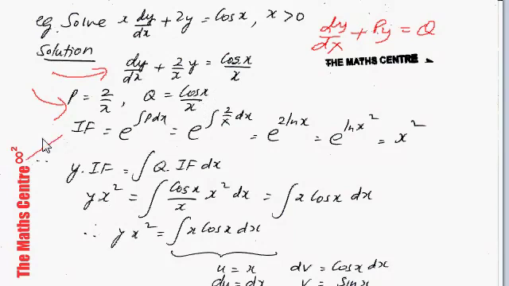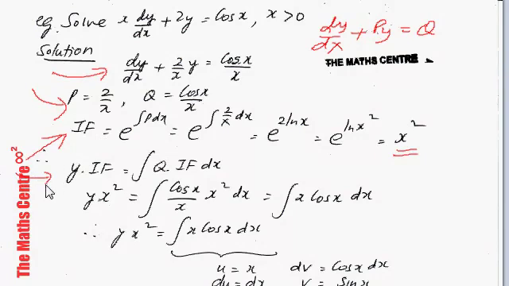So first step, find the integrating factor, e to the power of the integral of p dx. When you do that, you will get e to the power of the integral of 2 over x dx, and you will find that the integral of 2 over x is 2 ln x, and we have e to the power of 2 ln x. Bring the 2 up, you will get e to the power of ln x squared. So e to the power of ln x squared equals x squared. We know the integrating factor is x squared.